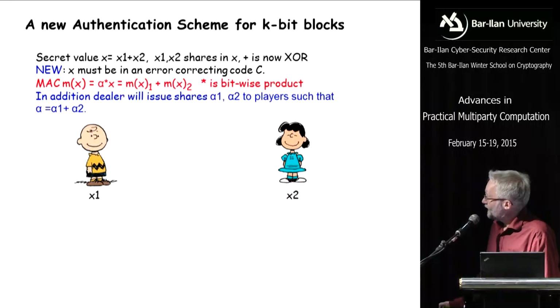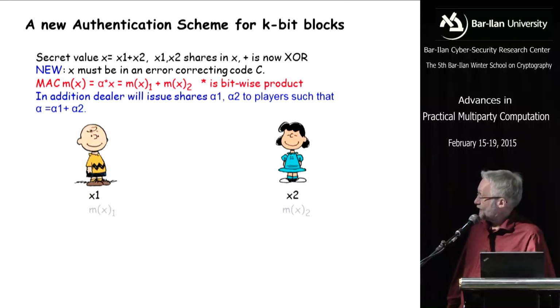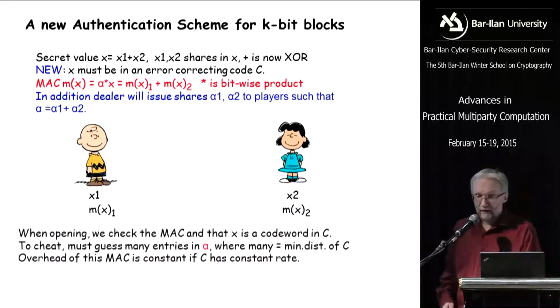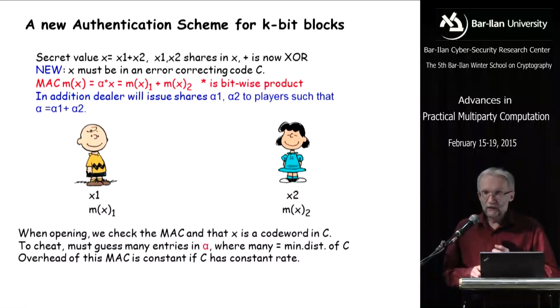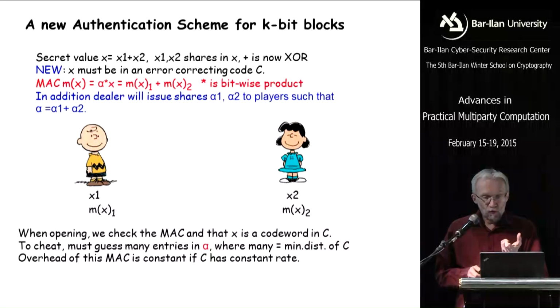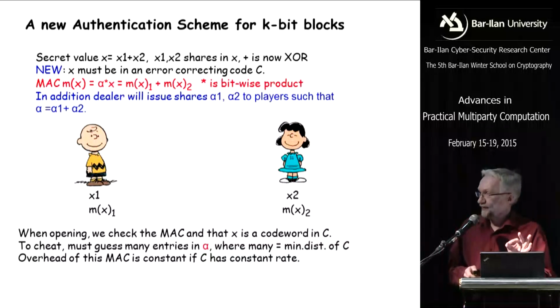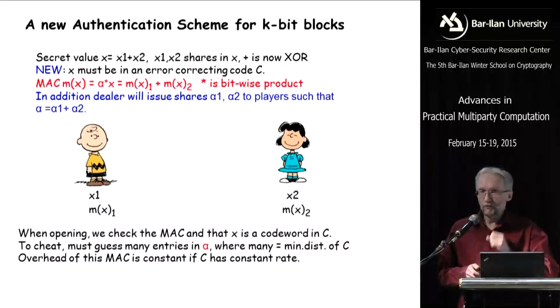So the main new thing is that what you authenticate, or at least what you directly authenticate, must be a code word in some good error correcting code C. And the MAC you do is the bitwise product of the key and x. Okay, why is this a good idea? Well, now that this is what the representation looks like, when we open, we check not only the MAC, we also check that x is a code word. Should be easy.